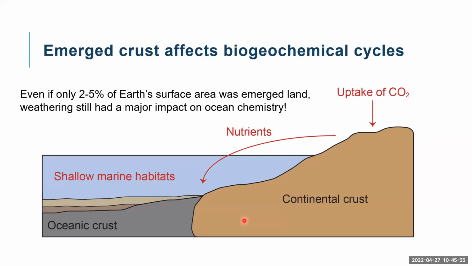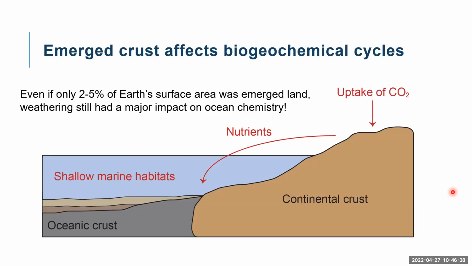And that in itself is important because we know that emerged crust affects biogeochemical cycles in the oceans. For example, nutrients like phosphate are supplied from land to marine habitats. So this could basically have triggered the evolution of life in the oceans in the early Archean. In addition, weathering is a kind of climate regulator because of the uptake of CO2 during silicate weathering, so there are bigger implications than just there being only 5% of Earth's surface area covered by land.